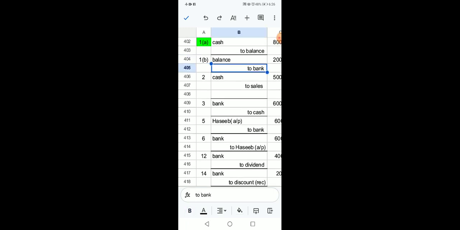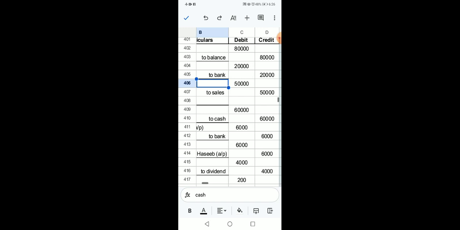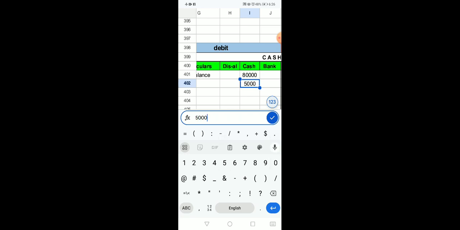What is next? 1b has been completed. Since there was only one element and that element bank has been posted, entry is completed, mark it as it has been done. Next entry 2. There are two elements, but we are associated with only one element, and that is cash. Cash is debited by 50,000. So you will go to the debit side of the cash, will write 50,000 over here.